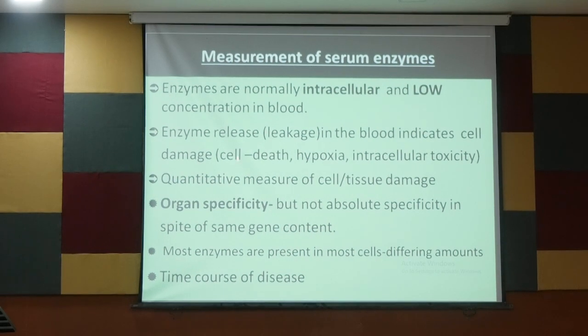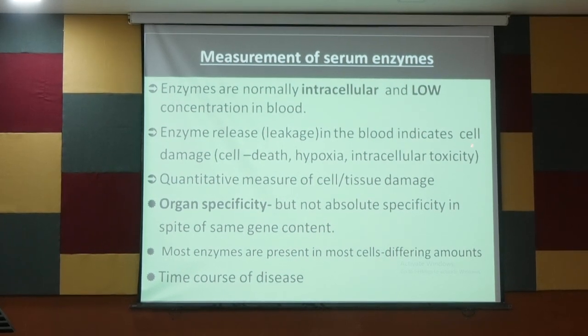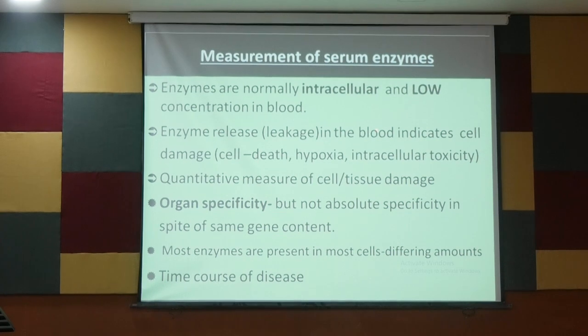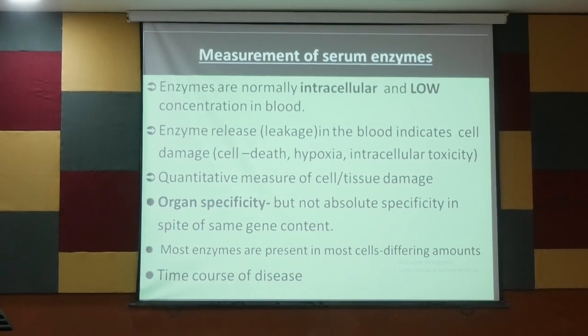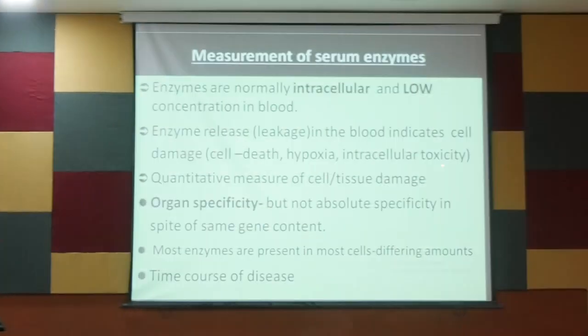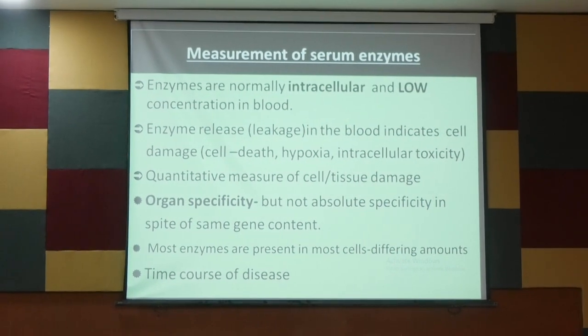Now, reasons for enzyme leakage in the blood: cell damage, cell death, hypoxia. It could be from hypoxia, it could be from intracellular toxicity, for example alcoholic liver disease. Examples of hypoxia are AMI (myocardial infarction), hepatic infarction, and renal infarction. These are hypoxic diseases causing tissue damage.